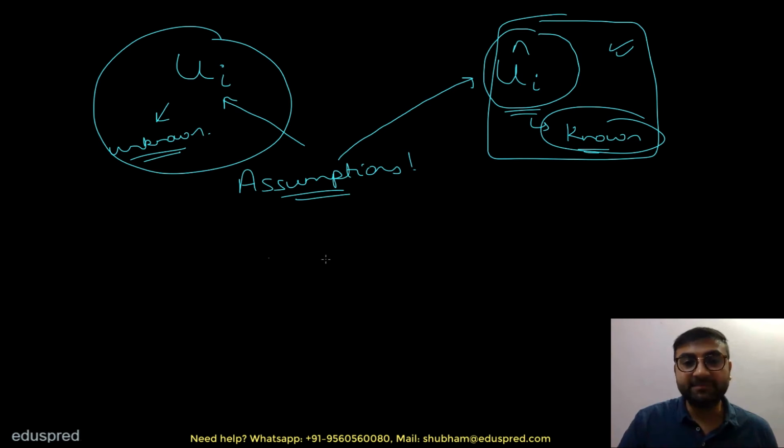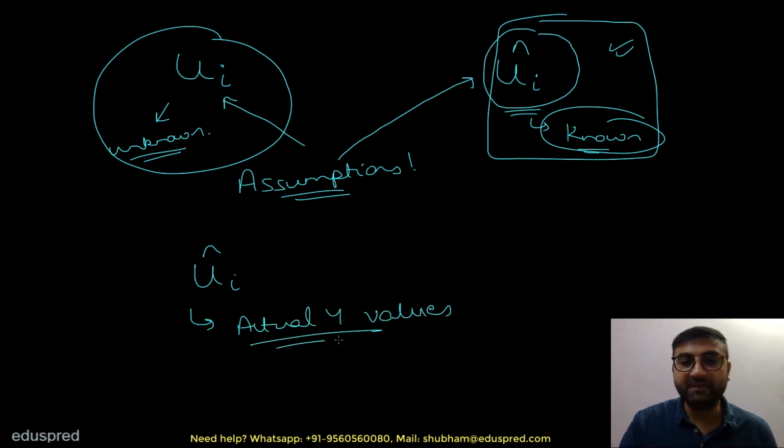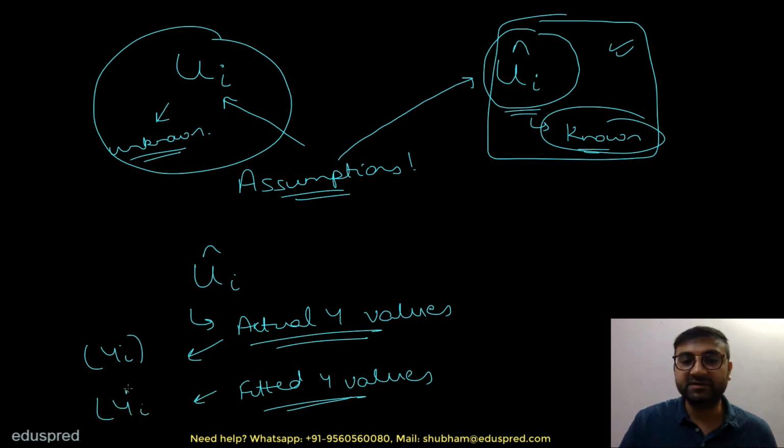The next thing that you should keep in mind is the mathematical expression for UI hat, which is the sample error. Many students do remember that UI hat is the difference between the actual Y values, by which I mean the values that you have collected, the Y values that are a part of the data, and the fitted Y values. These are the two types of Y values that we have. The notation for the actual Y values is YI, and the notation for the fitted Y values is YI hat.